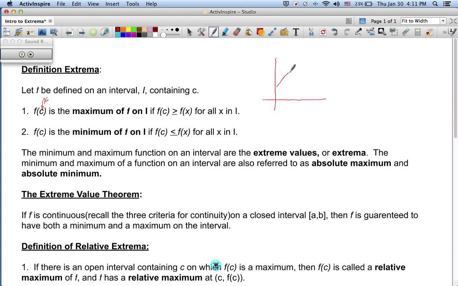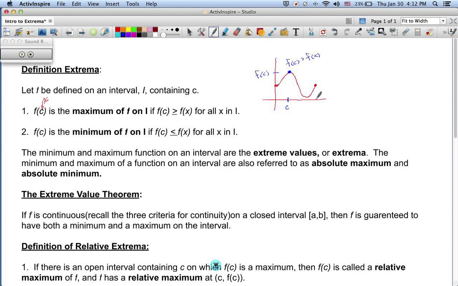If I draw just a little wavy graph like this, this point right here, and we'll put that in blue, if this is some value we'll call c, then f of c is greater than all other values of f of x. So that is a maximum value, and that occurs at the point c, f of c.